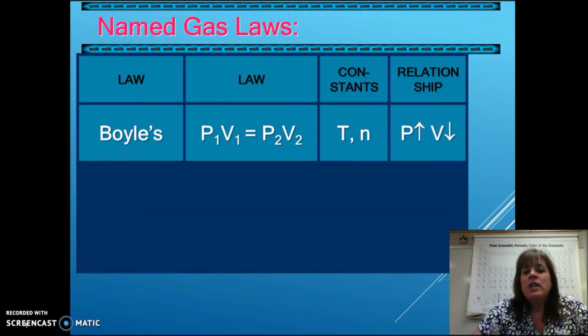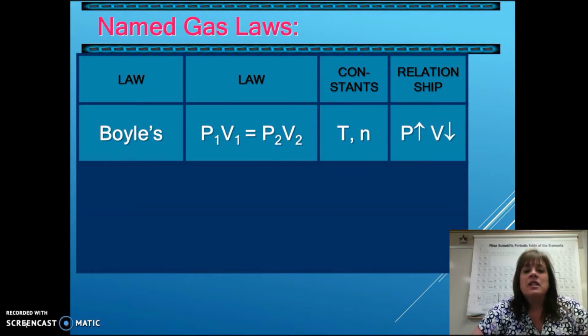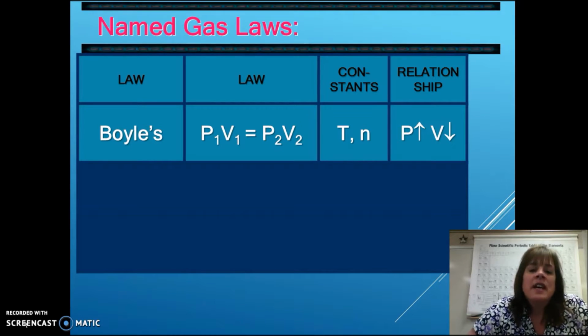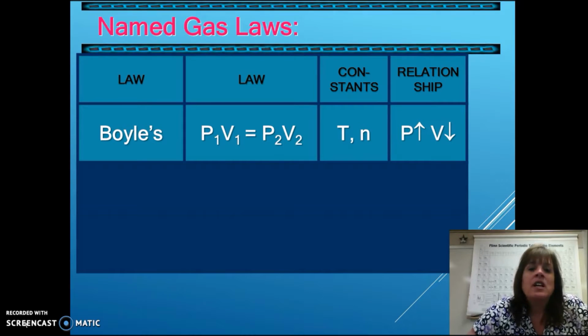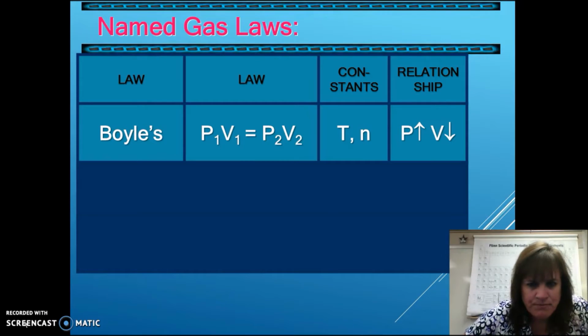Now, Boyle's Law says the pressure times the volume at one condition equals the pressure times the volume at some other condition. This is only the case when temperature and amount are constant. That's when we use Boyle's Law. So with temperature and amount constant, we can multiply the pressure and volume at one condition, and it'll equal the pressure times the volume at any other condition. So write that down.